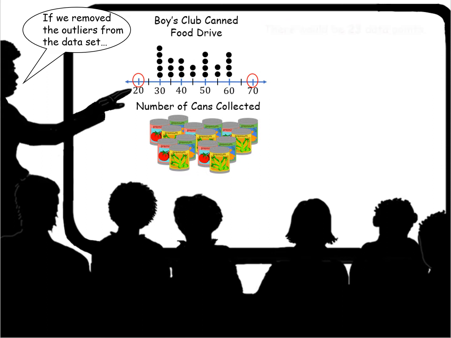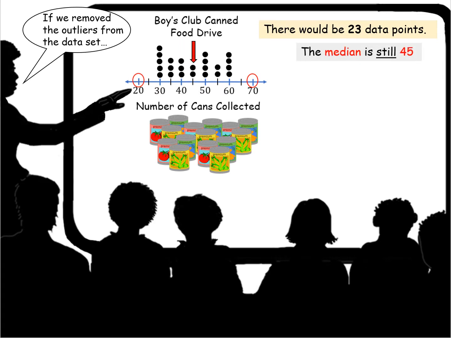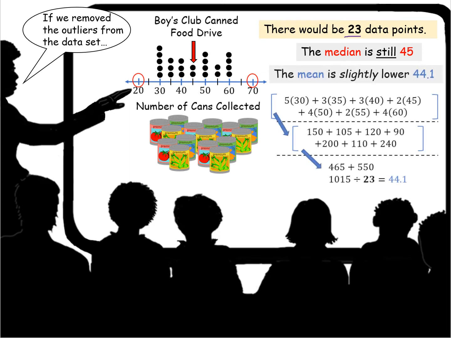But what would happen to the mean and the median if we removed those outliers from the data set? We had one that was 20 and we had one that was 70, so we could pretty much say that those were outliers. Well, now we would have 23 data points because we took 2 away, and we would find that the median is still 45. Again, if you start crossing off, you have 23, so that means 22, so you're going to cross off 11 on either side, and you would find yourself right here.